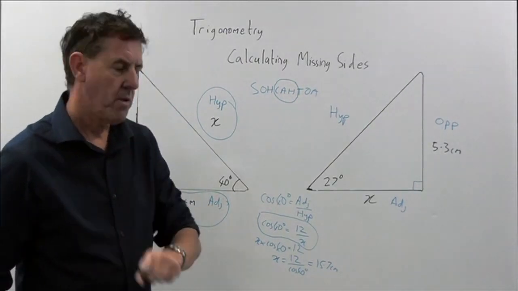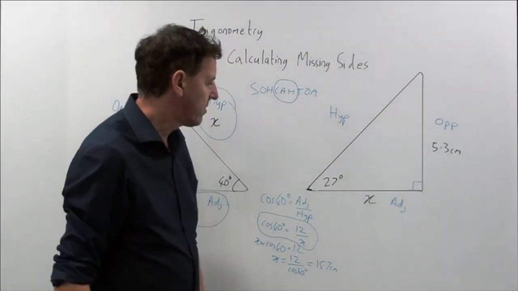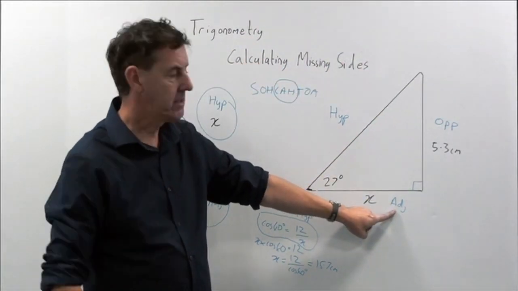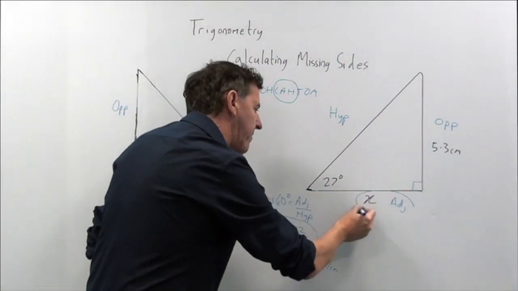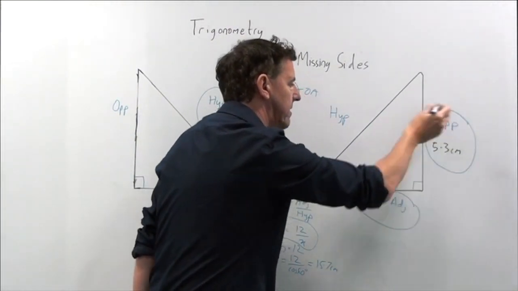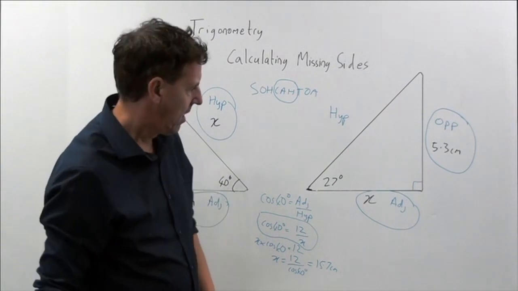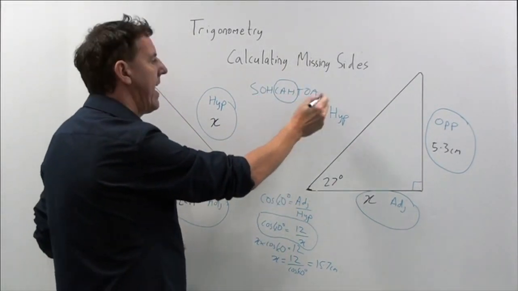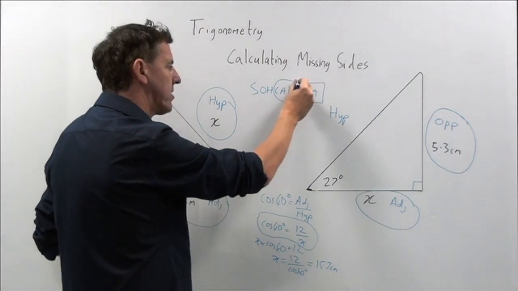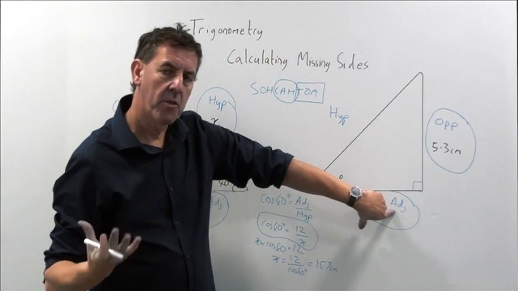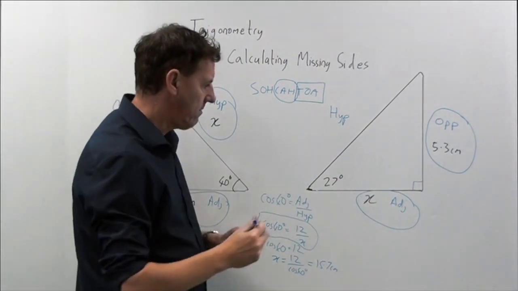Ratio, choosing the right ratio. Which ratio am I going to choose? Well, it's got to have the side that I want to calculate, which is the adjacent. It's got to have the side that I'm given, which is the opposite side, because that's the 5.3 centimetres. I go to my ratios, SOHCAHTOA. It's the tan ratio this time. It's got everything I need. It's got the opposite side, and it's got the side that I want, the adjacent.